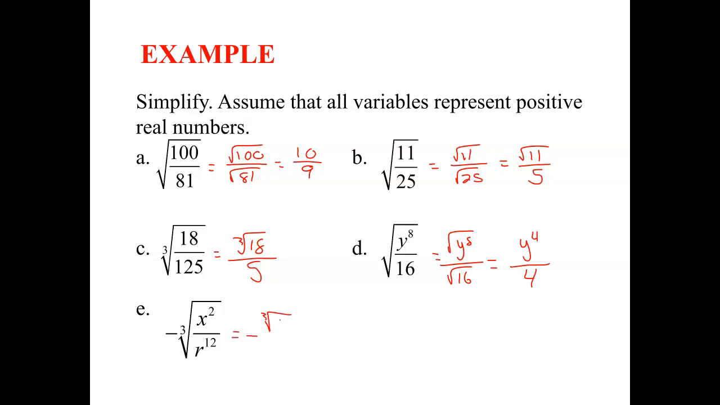Negative cube root of x squared. So my exponent is smaller than my index, so I can't simplify that. But if I have the third root of r to the 12th, the exponent is larger than the index, so I can simplify that. The third root of x squared over r to the 4th. 12 divided by 3 gives me 4. The third root of r to the 12th, you divide your exponent by your index. 12 divided by 3 gives me 4.